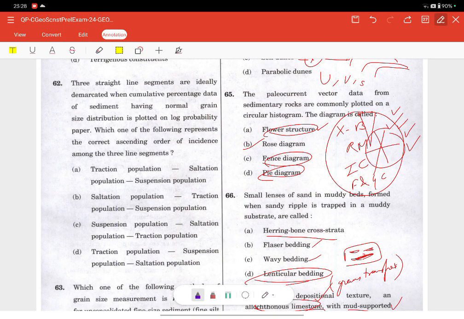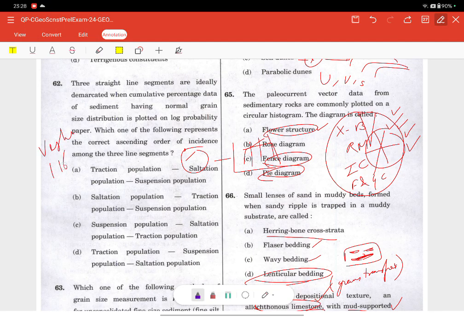62nd question. Three straight line segments are ideally demarcated when the cumulative percentage of sediments having a normal grain size distribution is plotted on log probability paper. Which one of the following is the correct ascending order of incidence among the three line segments? The important concept over here is that when cumulative grain size is plotted on log probability paper, sediments with normal distribution show these three line segments. Each represents a transporting population. This was given by Visher in 1969.